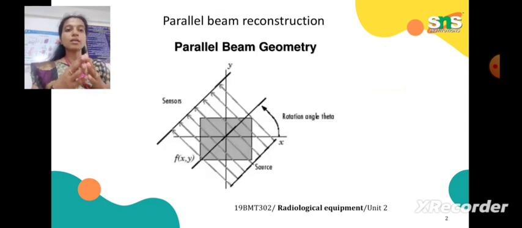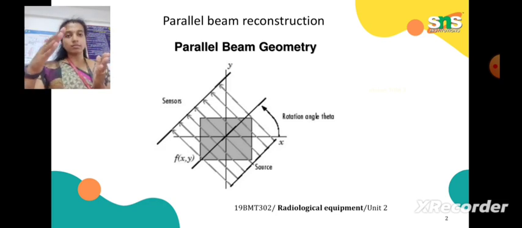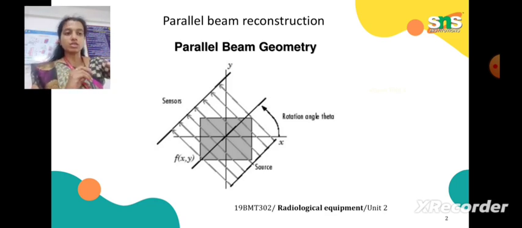This is called the parallel beam reconstruction method. We have a source and a detector, where the source passes rays to the detector. The rays travel in the parallel direction. You can see the arrows which are parallel to each other. This process is called parallel beam reconstruction.